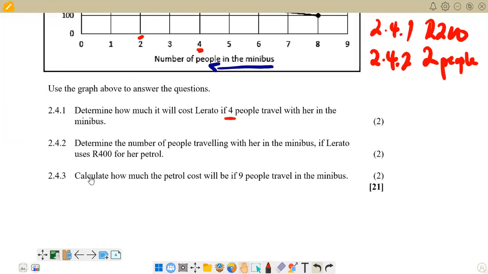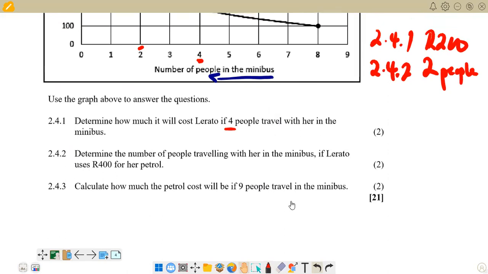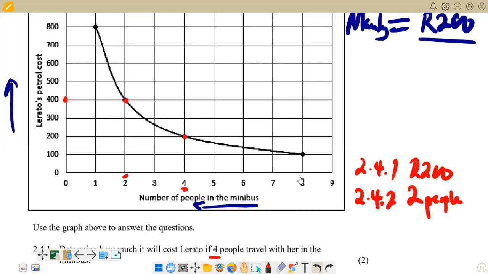The last question is saying calculate how much the petrol cost will be if 9 people travel in the minibus. So if you go to our curve, we have got 9 people here. Very important to take note, 9 people. But then we can go to our curve there. We have 9 people, the curve is not reaching where we have 9 people. So what does it mean? It means let's just use the calculation to find that figure.